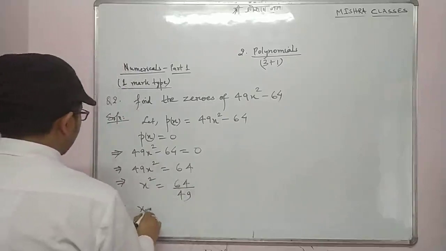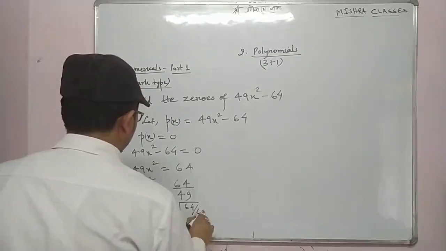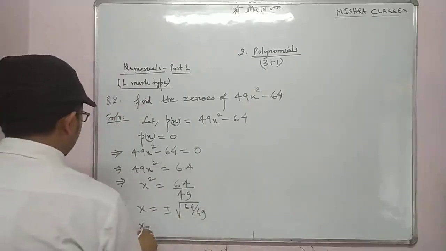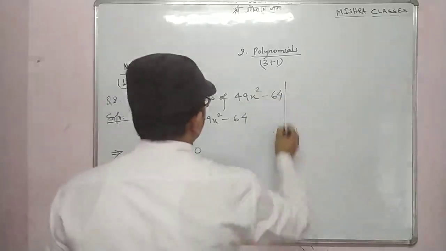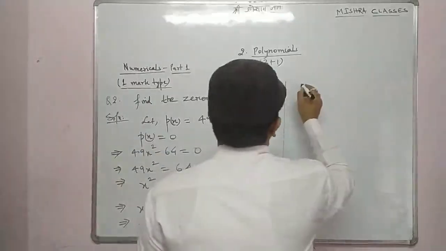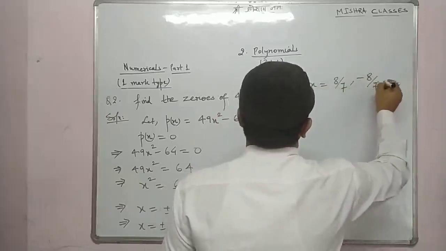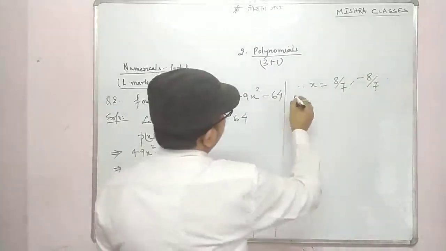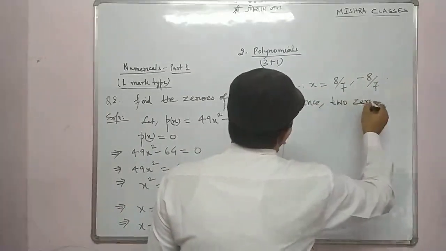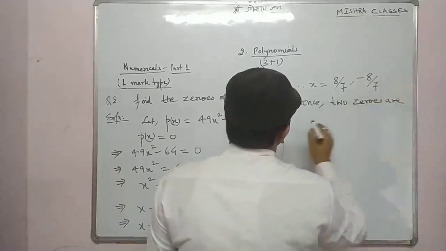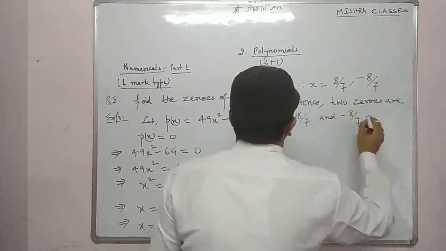So what can I write? x equal to plus minus root over 64 by 49, which implies x equal to plus minus 8 by 7. So we are getting two zeros, therefore x equal to one is 8 by 7 and another one we are getting is minus 8 by 7. So hence the two zeros are 8 by 7 and minus 8 by 7. Alright.